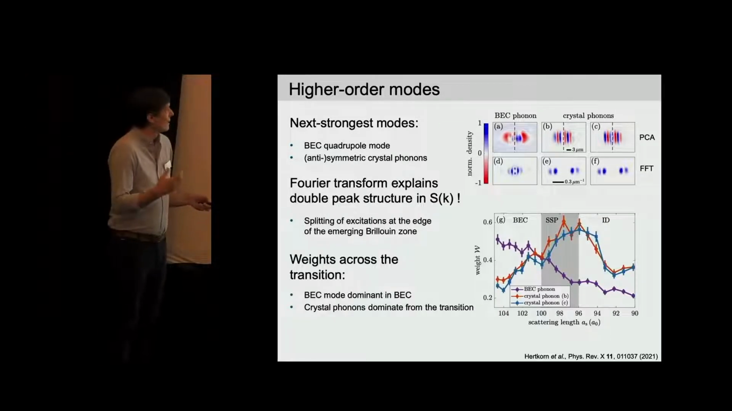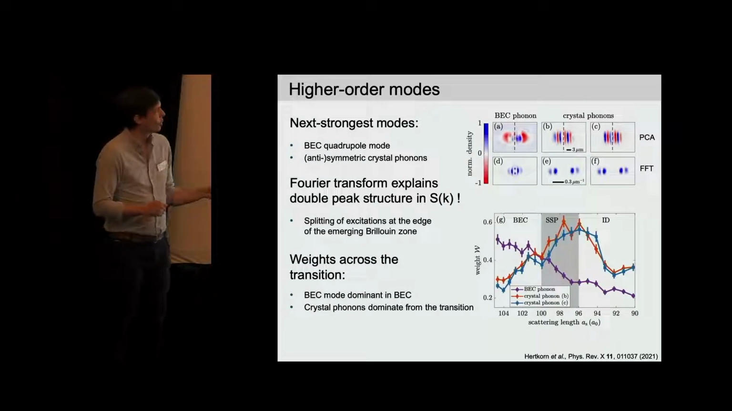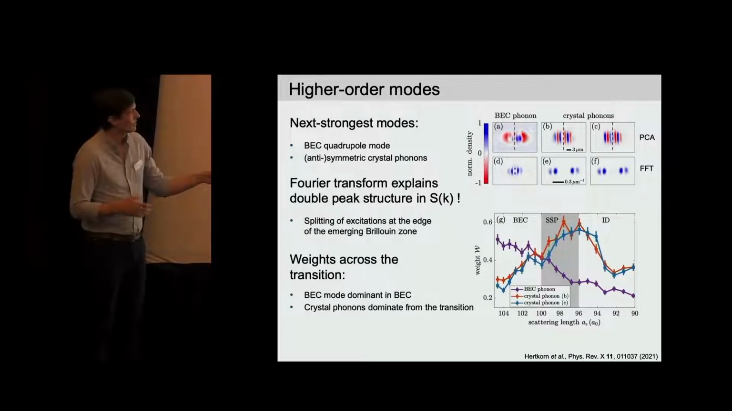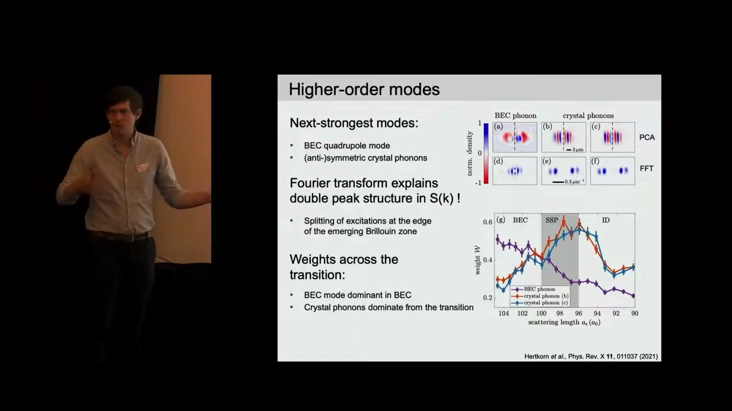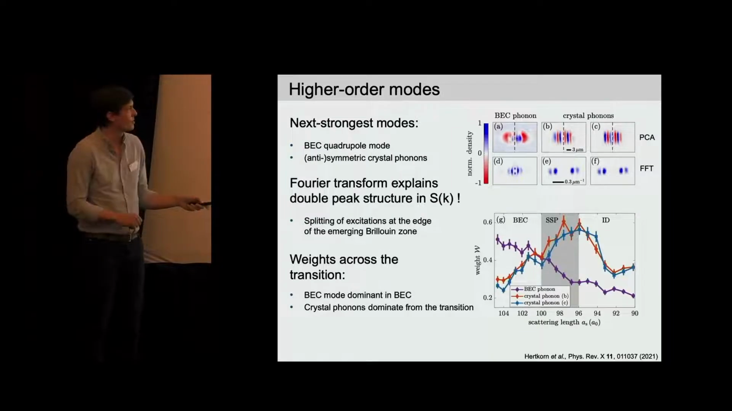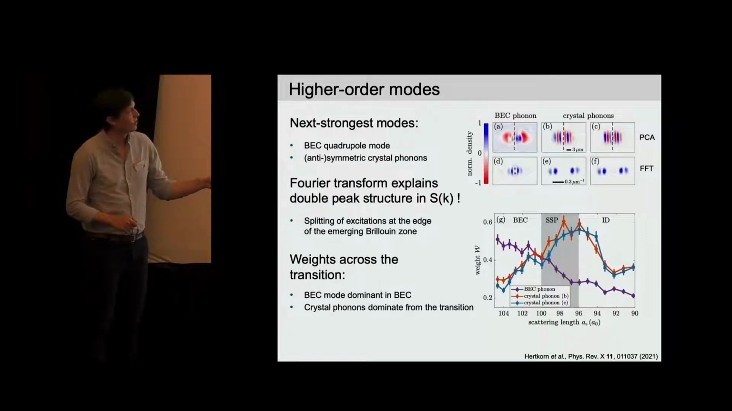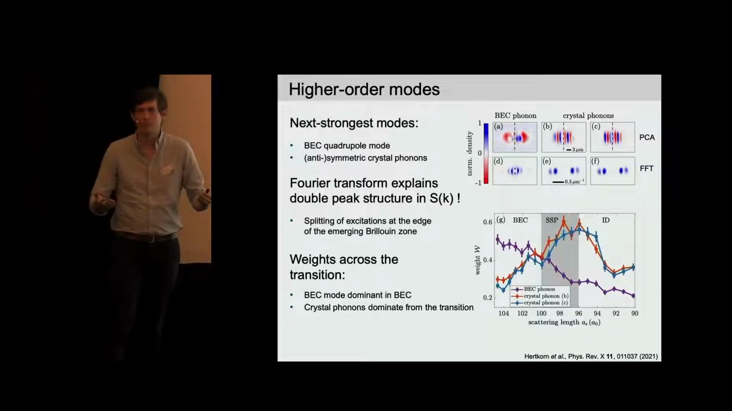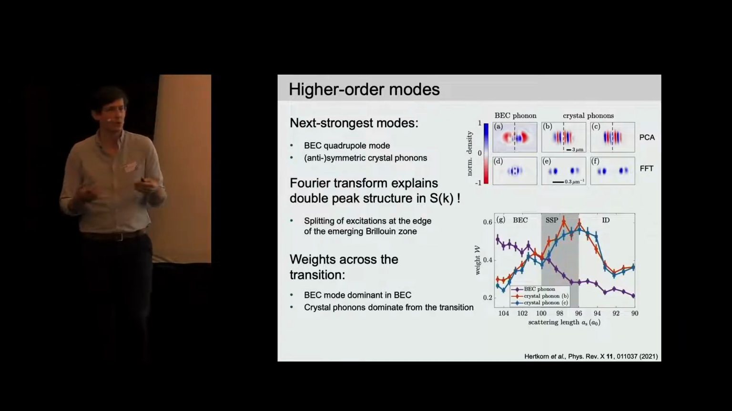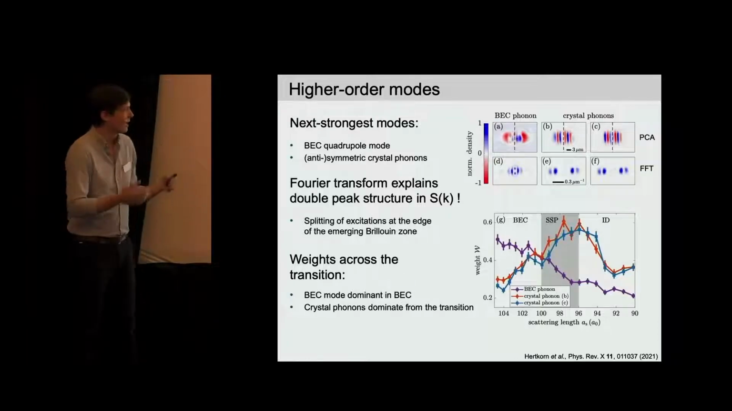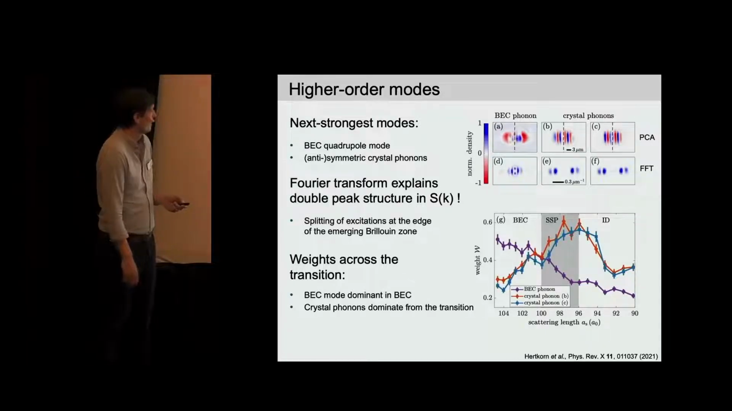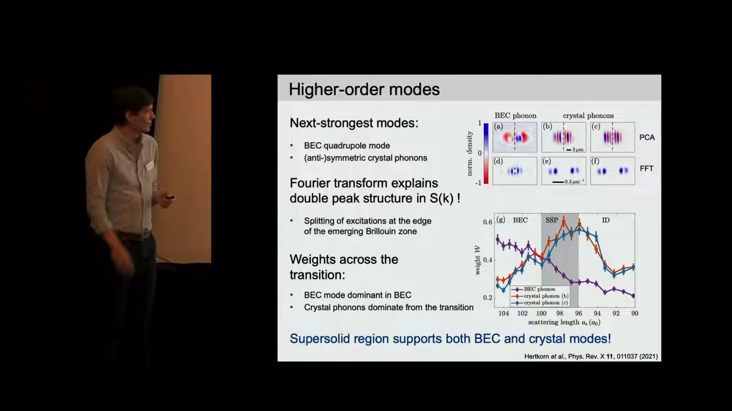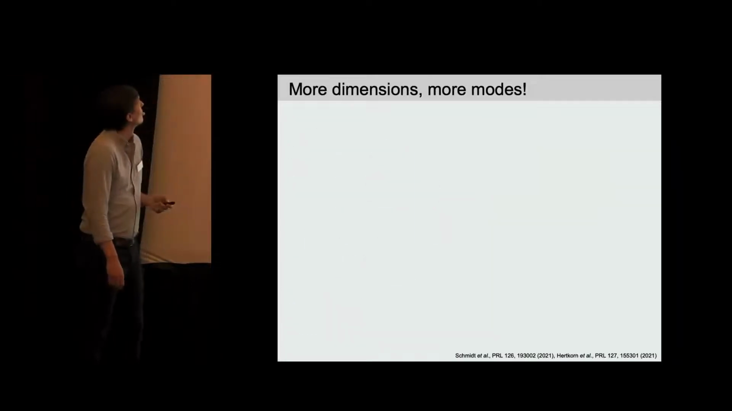And then the nice thing is, if you follow the weights of these modes now, you start on the BEC side, and then of course the BEC phonon is still dominant, but that decreases heavily as you go into the supersolid and crystal regime. At the same time, the crystal phonons increase in weight, and in the middle, in the supersolid regime, you actually have both, because it is a state of matter that has both properties of a BEC and properties of a crystal. So the supersolid region really supports both, as you would expect.